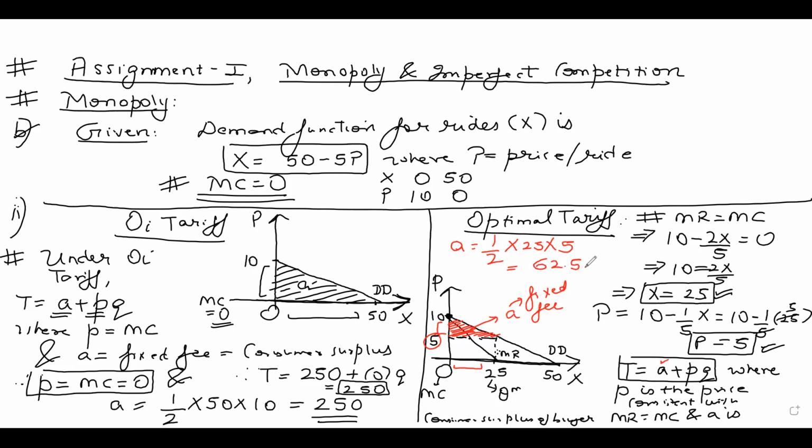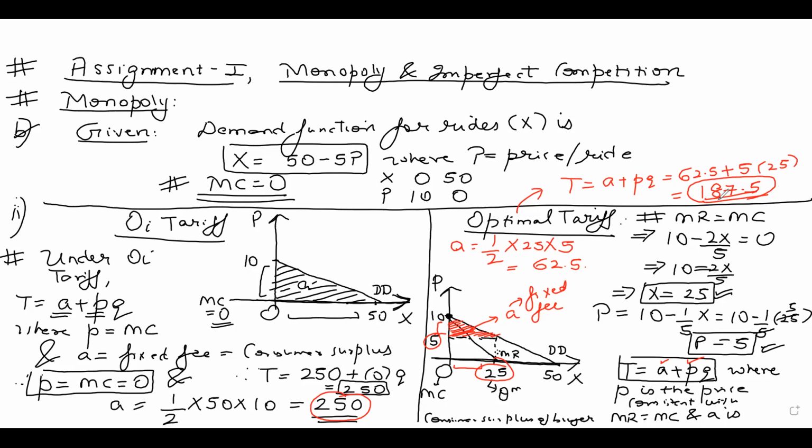So if I put the value of A and P, what is my T? For optimal tariff, my T is equal to A plus PQ. A is 62.5. P is 5 times Q. How much is Q, by the way? Q is 25. So my revenue under optimal tariff will be 62.5 plus 5 into 25, which is 187.5. So clearly you can see that under the other tariff, the monopolist is earning a revenue of 250. And under optimal tariff, the monopolist is earning a revenue of 187.5.